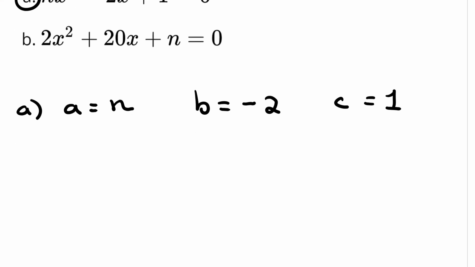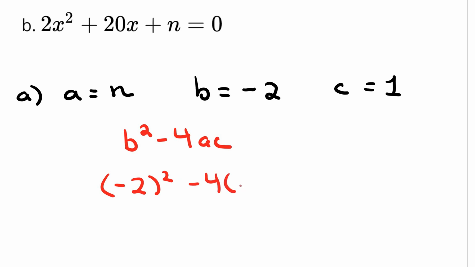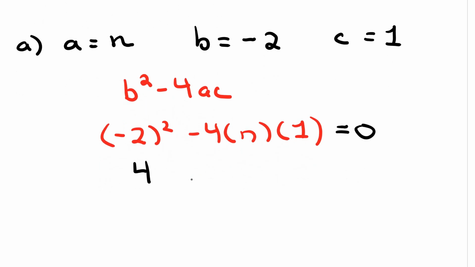Right, so same procedure, right? We just write the values of a, b, and c. Then we write out the discriminant, which is b squared minus 4ac. The value of b is -2 squared minus 4 times, well, a is now just n, and c is 1. All right, so if we want real roots, let's just set this equal to 0. And this will give me 4 minus 4n equals 0.